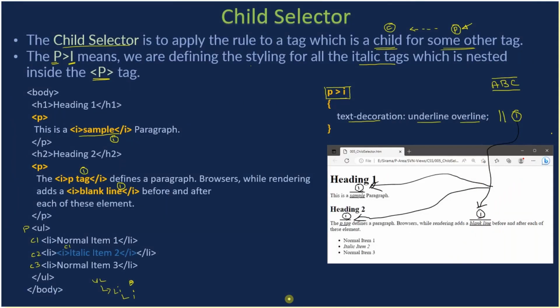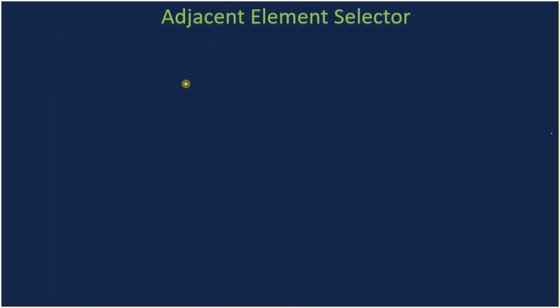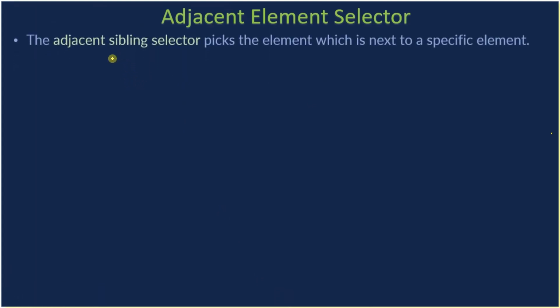In the child selector, we specified the parent and asked it to select all the children. Now we will use the adjacent element selector here. The adjacent sibling selector, that's the name we call it. The adjacent sibling picks the element which is next to a specific element.